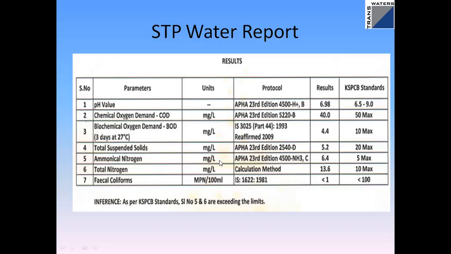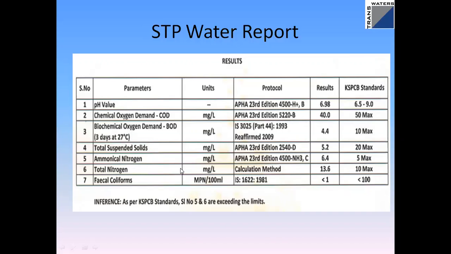Generally, most of the STP are able to, with the sand and carbon filter, bring the total suspended solids down. Nitrogen and total nitrogen is a recent introduction. People never used to measure these two, but now it is required to measure the ammoniacal nitrogen and total nitrogen in the water. Ammoniacal nitrogen needs to be less than 5. Total nitrogen needs to be less than 10.